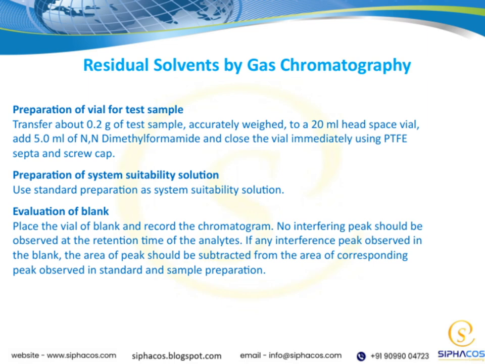Now, let's discuss evaluating the blank. We place a vial containing just the solvent or blank matrix and record its chromatogram. The key point here is that we should not see any interfering peaks at the retention times of our analytes. If there are any peaks observed, we need to account for them by subtracting their areas from the peaks in our standard and sample chromatograms. This step is crucial to ensure that any signals we see in our sample are truly from the analytes, not background noise or contamination.